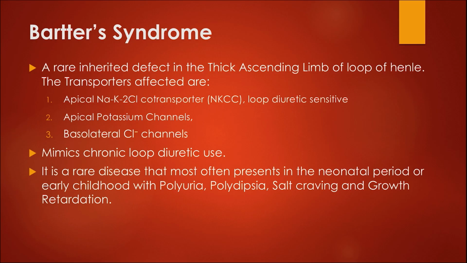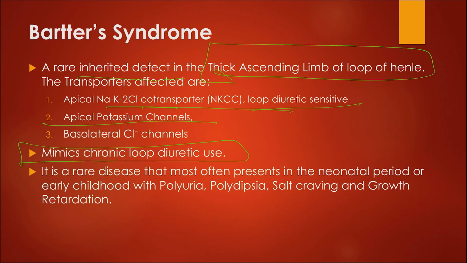Then there is a syndrome which mimics chronic loop diuretic use. It is an inherited disorder. It is a very rare disorder in which the thick ascending limb of the loop of Henle is affected. What happens in Bartter syndrome? There is a defect in the sodium potassium 2 chloride cotransporter, which is the loop diuretic sensitive cotransporter. There is a defect in the potassium channels, the leaky channel. Then there is a defect in the chloride channel.